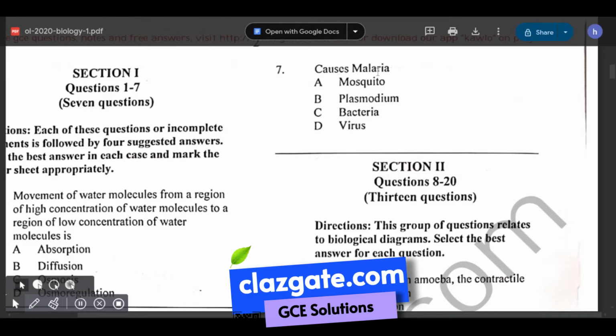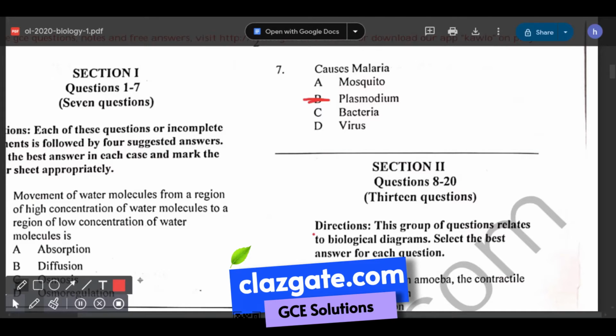Number 7 is asking about the cause of malaria. We have A, mosquito, B, plasmodium, C, bacteria, and D, virus. Plasmodium is the cause of malaria, because malaria is transmitted through the bites of an infected Anopheles mosquito. When an infected mosquito bites, it injects plasmodium into the bloodstream of the human. So it's plasmodium that causes malaria.